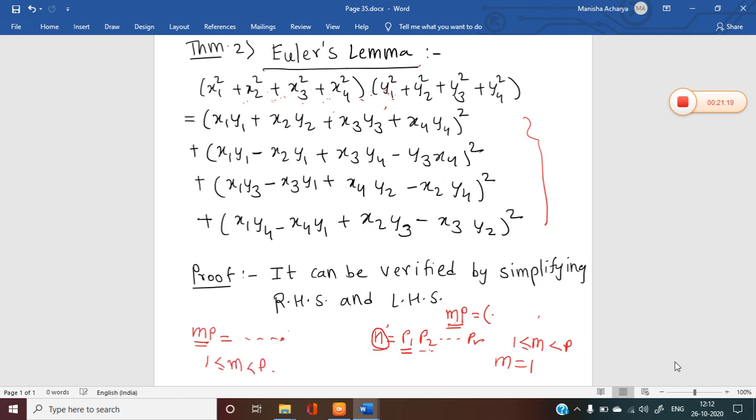And this is Euler's lemma, where we know that if every number is a sum of four squares, then the product of those numbers also can be expressed as a sum of four squares. So using this theorem 1 and theorem 2, we will prove the next result about the numbers which can be expressed as a sum of four squares.